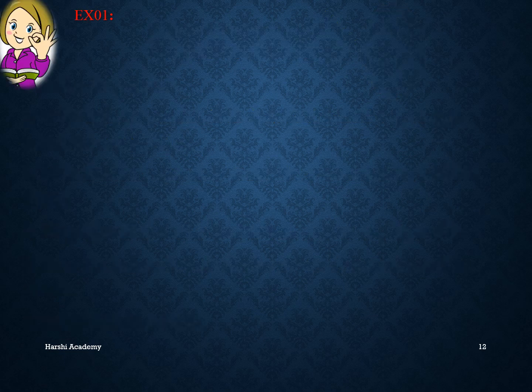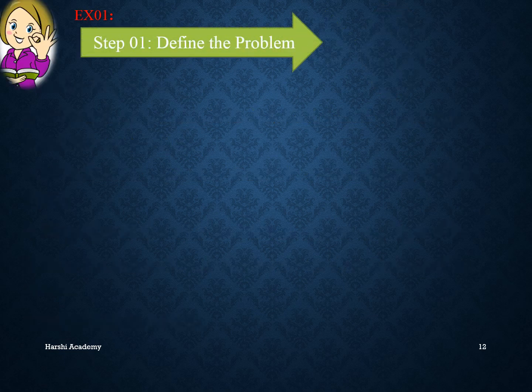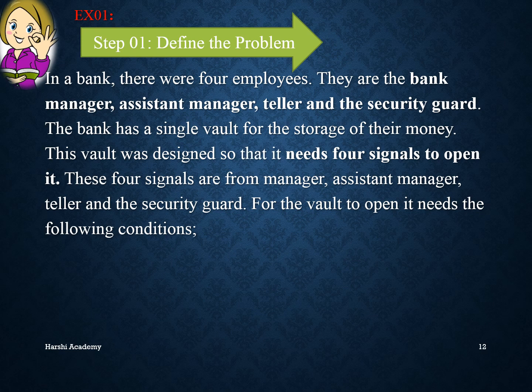Let's see an example. First step, define the problem. In a bank, there were 4 employees. They are the bank manager, assistant manager, teller, and the security guard. The bank has a single wallet for the storage of their money. This wallet was designed so that it needs 4 signals to open it. These 4 signals are for manager, assistant manager, teller, and the security guard. For the wallet to open, it needs the following conditions.